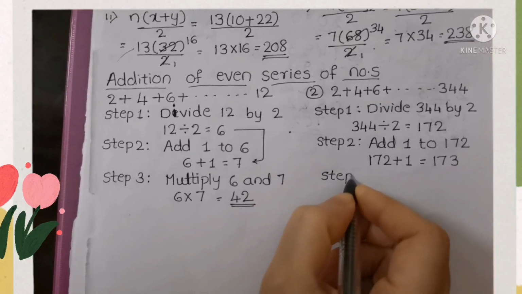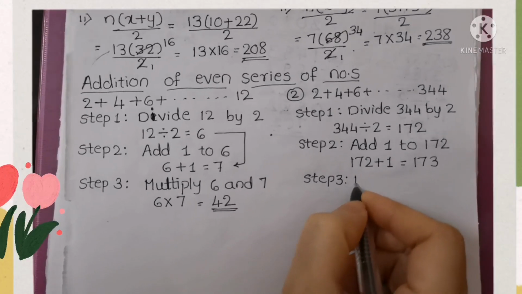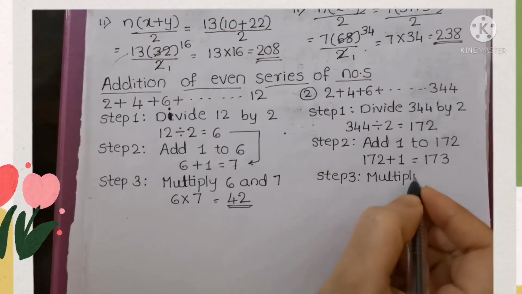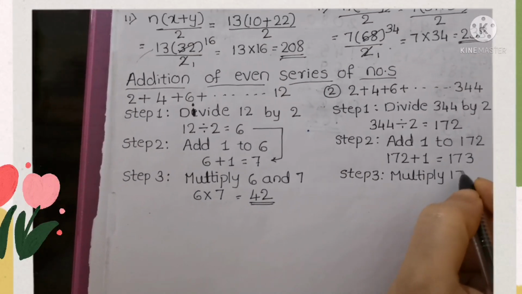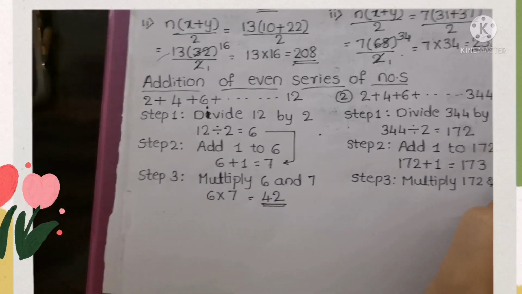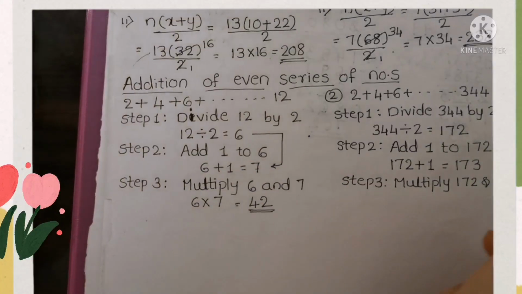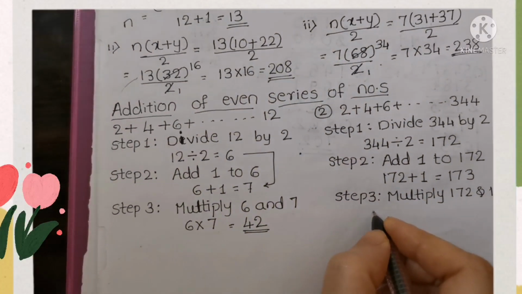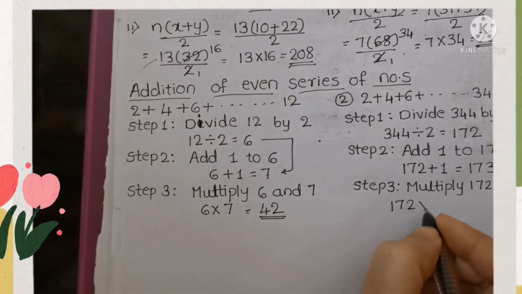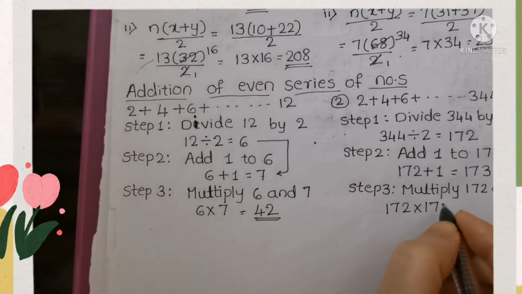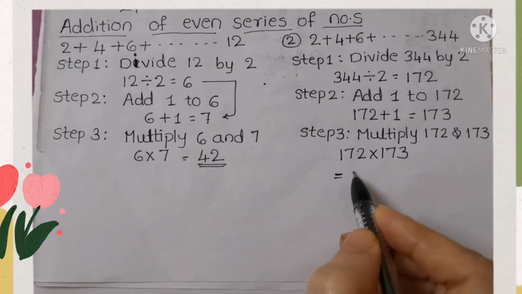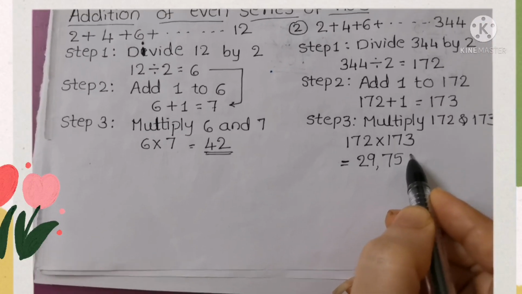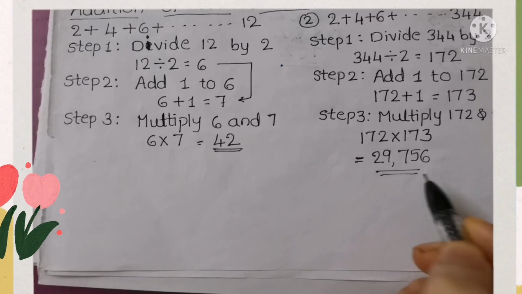So our third step is that we have to multiply 172 and 173. 172 is the step 1 answer and 173 is the step 2 answer. Multiplying both the numbers, we get the answer as 29,756.